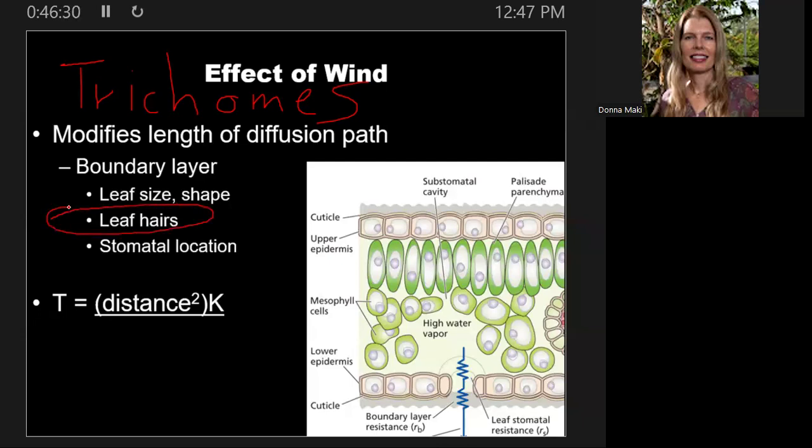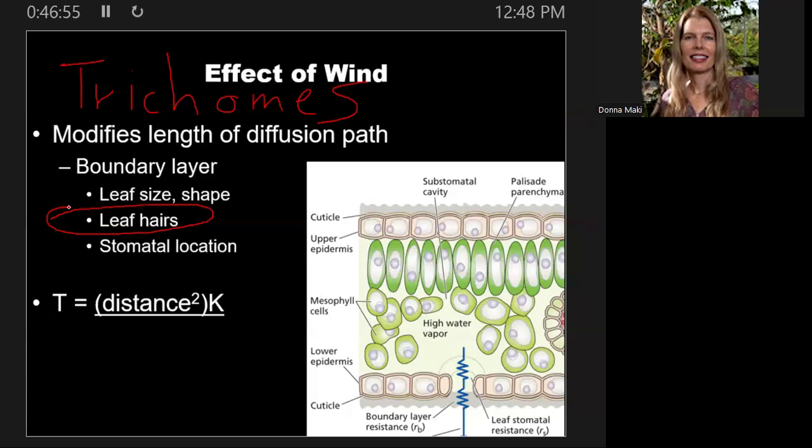And if you have a bunch of leaf hairs sticking off the leaf, that in essence creates a pretty nice thick boundary layer. It helps keep the air molecules still. If you have all these hairs standing up on your leaf surface, you get a relatively still air there. And so that's a pretty thick boundary layer.